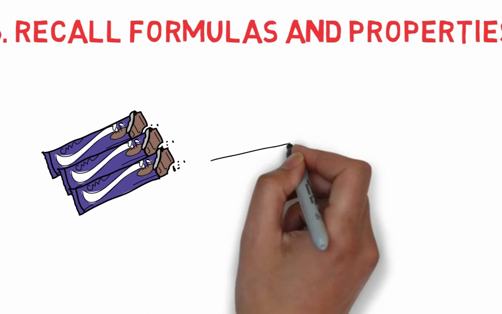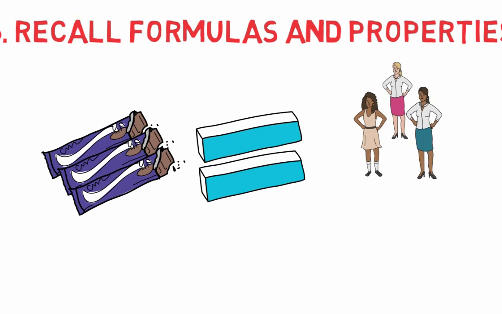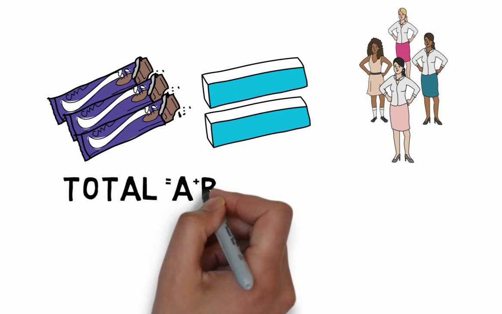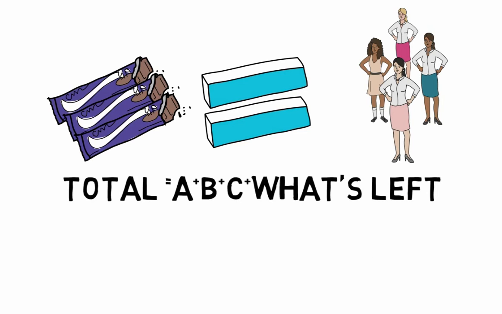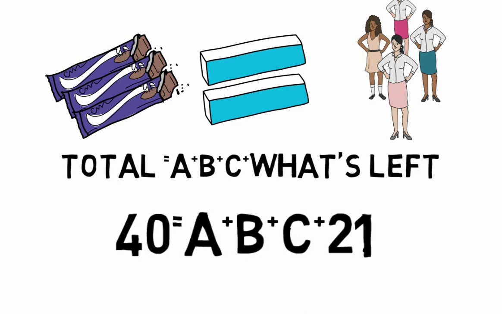It's easy to see that the total number of caramel bars is equal to the number of caramel bars each girl took, including the one left with Dorothy. We can actually write that now as our final equation. Total equals A plus B plus C plus what's left. Substitute known values. 40 equals A plus B plus C plus 21.